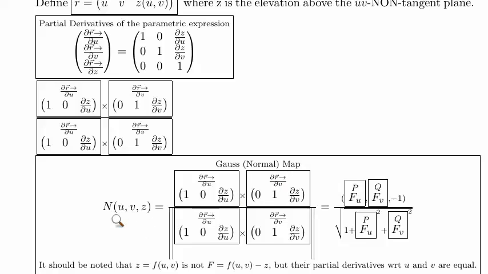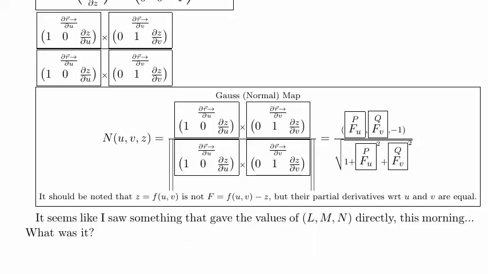The normal map can be expressed as a cross product of del R del U cross del R del V, divided by the norm of del R del U cross del R del V. But when that is calculated, the cross product comes out to be P, Q, negative 1. And it should be noted here that while Z is f of u comma v, the surface, it's not the same as f, which is f of u comma v minus z, but their partial derivatives with respect to u and v are equal. So del z del u is the same as del f del u, and del z del v is the same as del f del v. Whereas del z del z would just be 1, del f del z is negative 1.